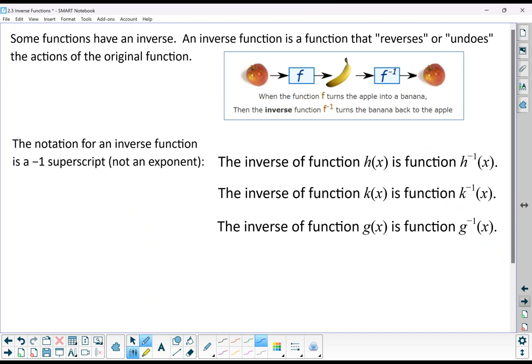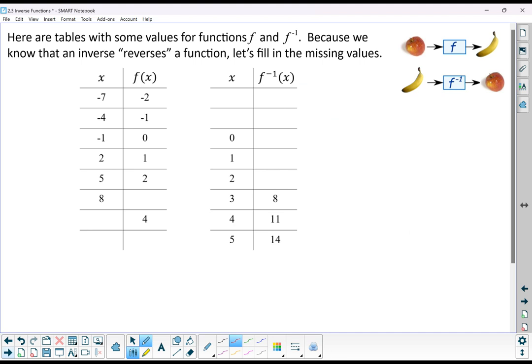The notation for inverse functions is a -1 superscript. It's not an exponent, but it kind of looks like an exponent. So if you have function h, h inverse looks like this. And when we read this, we don't say h -1 or something. We say h inverse. Literally, the way that you read this little superscript is you say the word inverse. So the inverse of function k is k inverse. The inverse of function g of x is g inverse of x. You'll get used to that little notation, but it is kind of weird at first.